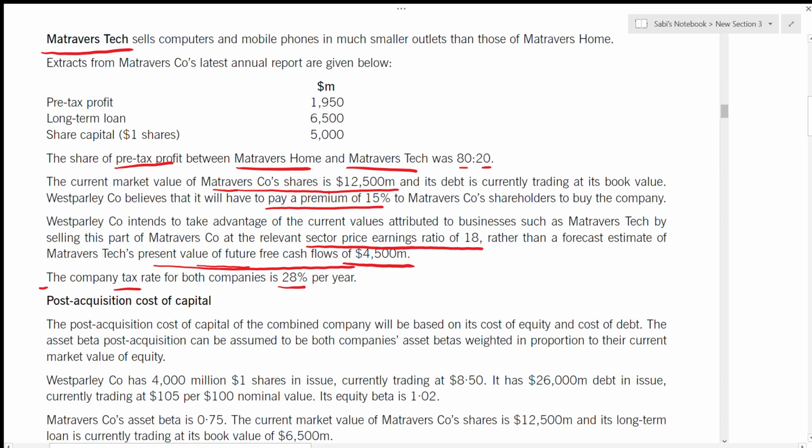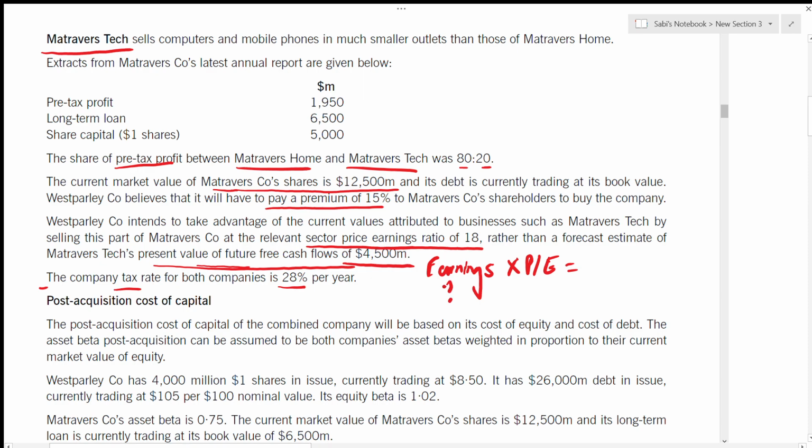What is the question asking you? You have to find the value using the PE ratio of selling this part. So to find that, you have been given the PE ratio, the price earning ratio, which is 18. What you need is earnings. You need the earnings to multiply by the PE ratio of 18. Let me write here: earnings multiplied by PE ratio to get the value. So you already have the PE ratio. You have to find the earnings.